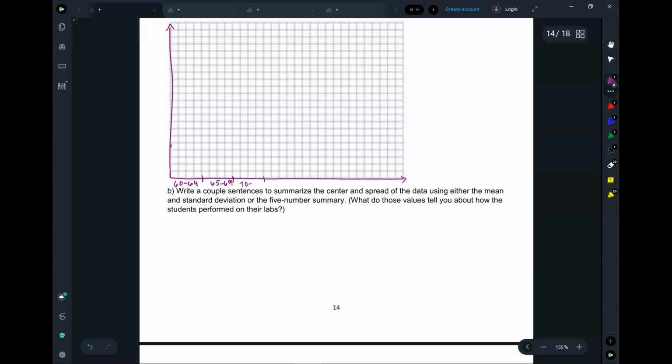Are you doing them 4 apart or 5 apart? That part doesn't matter. Just make it equal. It really depends on how big your writing is. 60 to 65.